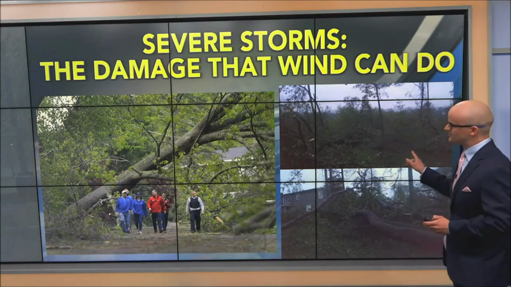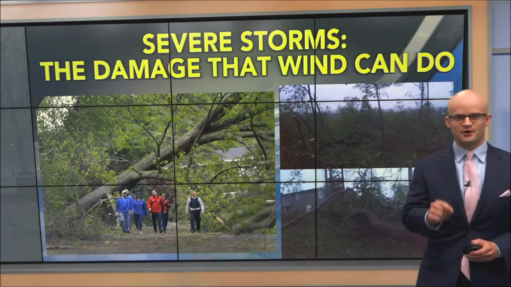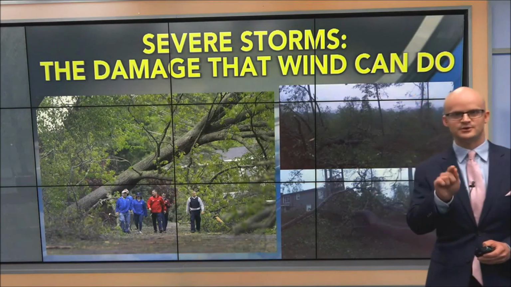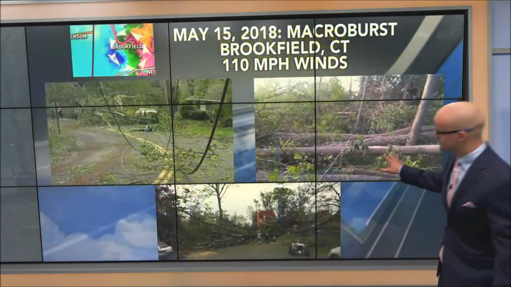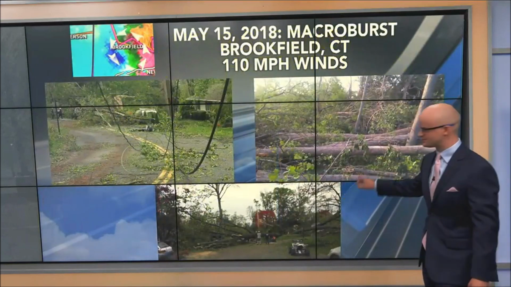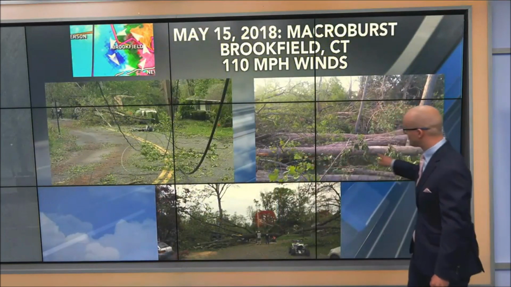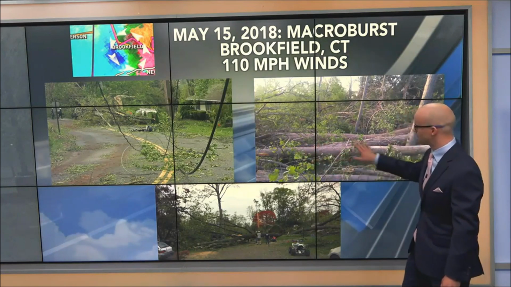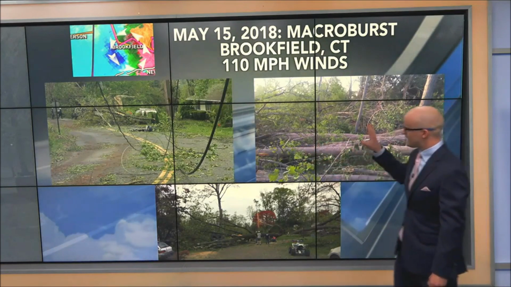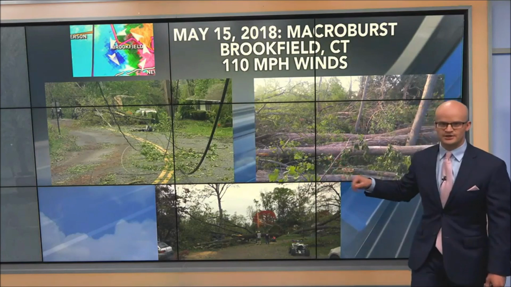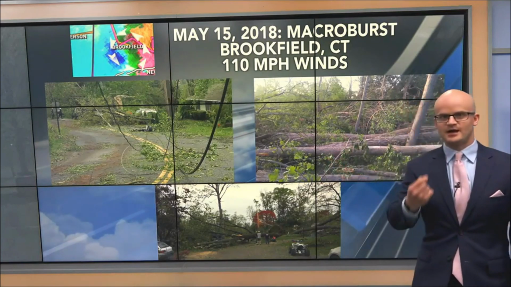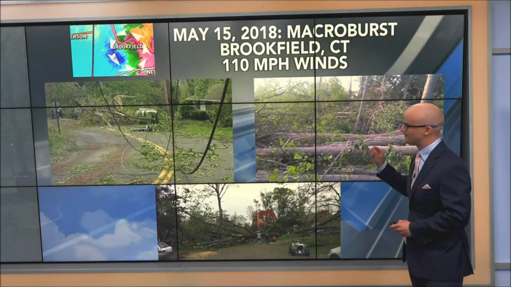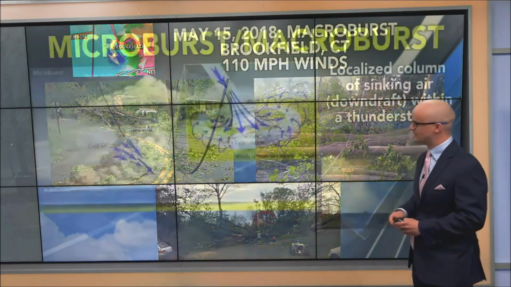So this is a little bit of a personal story for me because my hometown in Connecticut was struck by what's called a macroburst, which we'll get into, in 2018, causing the damage that you see in all of these pictures. This was actually one of my friend's backyards with several dozen trees toppled over all in the same direction, and it was caused by straight line winds and a specific type of that called a macroburst, with 110 mile per hour winds, causing this widespread damage.